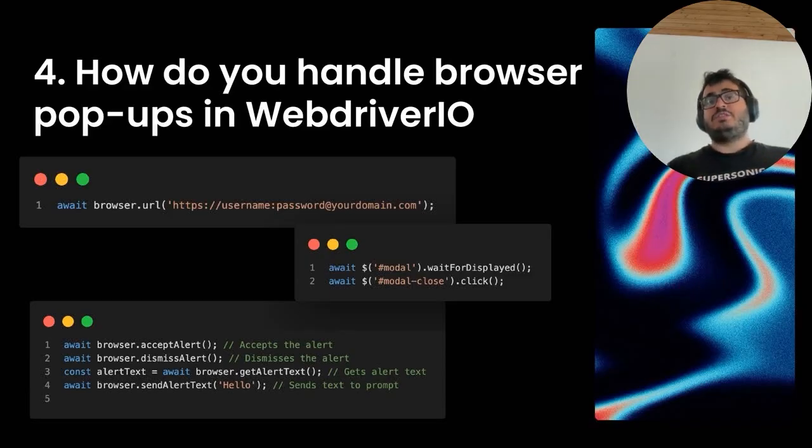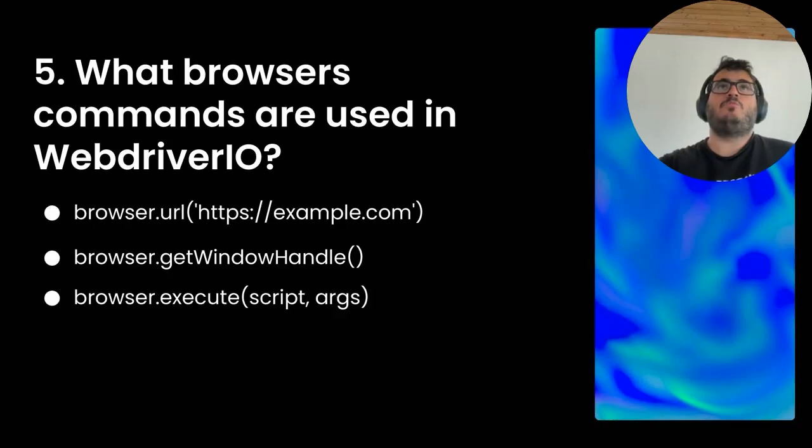And the last one, which is the JavaScript alerts, using browser.acceptAlert or dismiss alert, you can do a lot of handling around these alerts. And these are, let's say, functions provided by default from WebdriverIO. Now, the last question is, what browser commands are used in WebdriverIO?